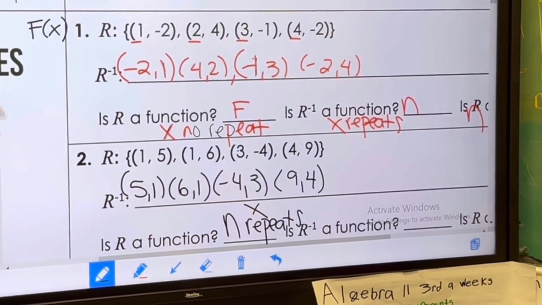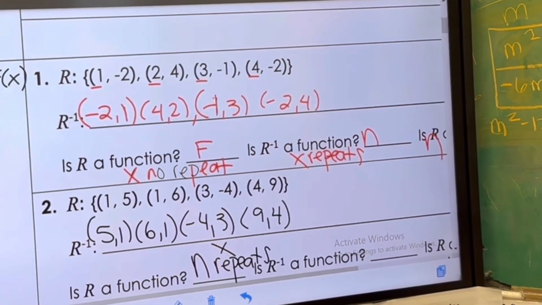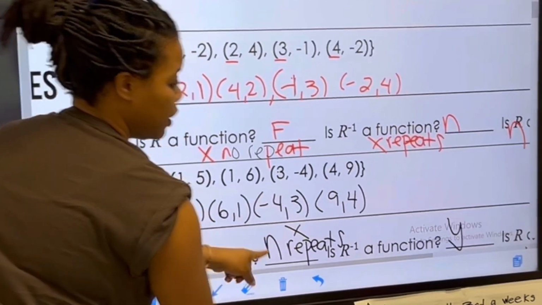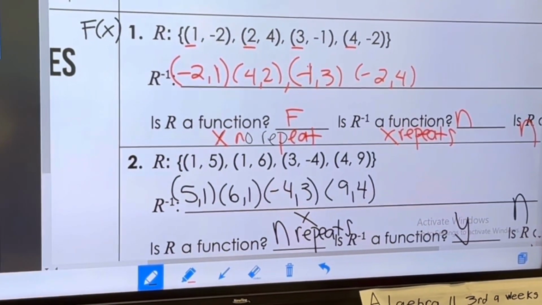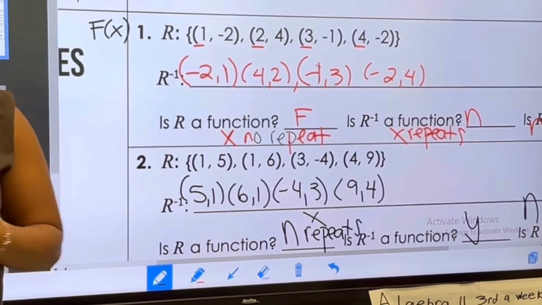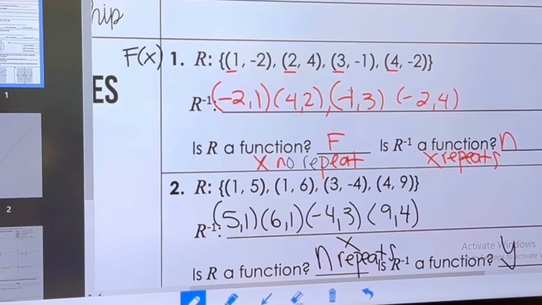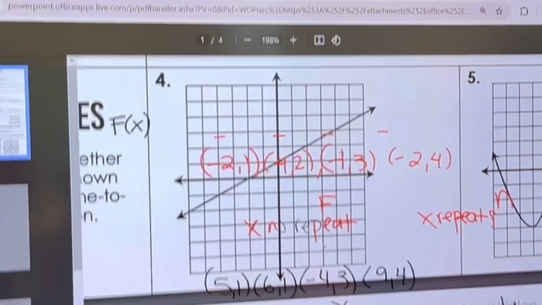Okay, let's look at our inverse. Does x repeat? No, so it's a function. One of them's a no, so it's not a one-to-one relationship. We're going to move on. Try number 3 on your own, but we'll move on. Okay, moving on to the next page.